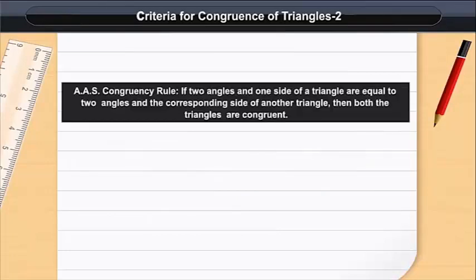AAS Congruency Rule. If two angles and one side of a triangle are equal to two angles and the corresponding side of another triangle, then both the triangles are congruent.